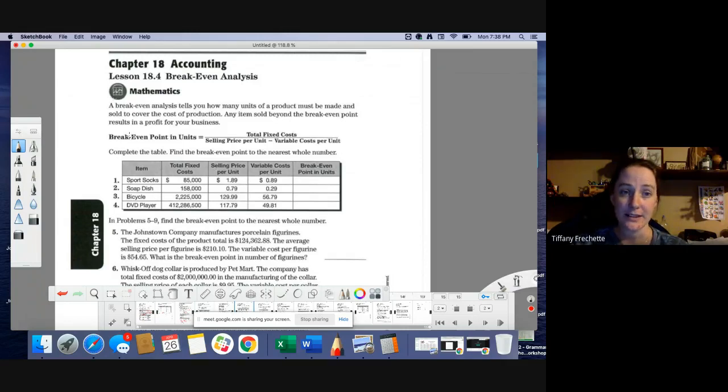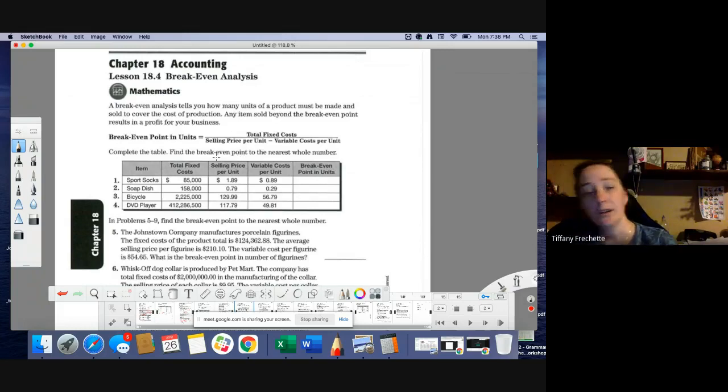All right, so let's go ahead and look at this summary here. A break-even analysis tells you how many units of a product must be made and sold to cover the cost of production. Any item sold beyond the break-even point results in a profit for your business. So break-even, and hopefully we can understand that just from the terminology. If you're in an economics class, we use this all the time in economics. It literally means that you've made $0. You haven't lost anything, but you haven't made anything. You're literally at the even break of 0.